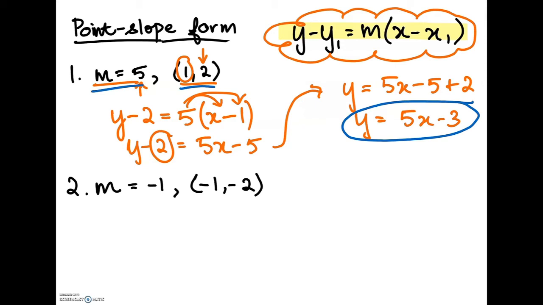Now, if they ask you to write this in point-slope form, this will be enough. So y minus 2 equals 5 times x minus 1. And if they don't ask you to specify it in this form, then this form will be enough.